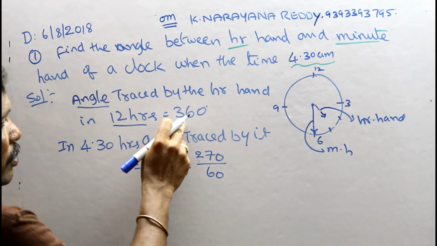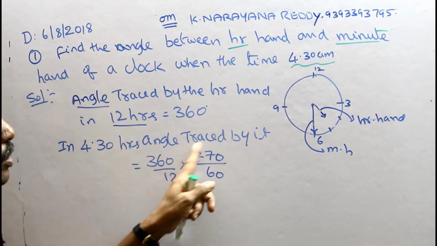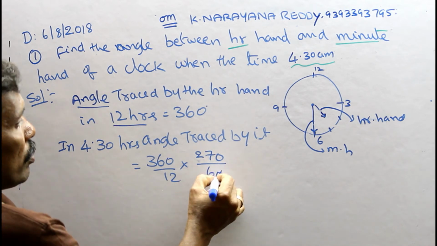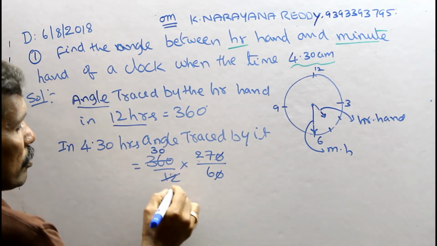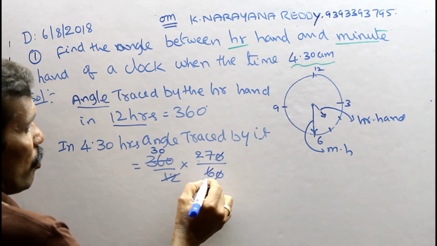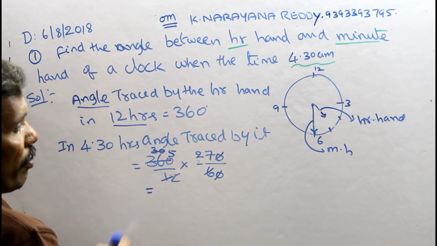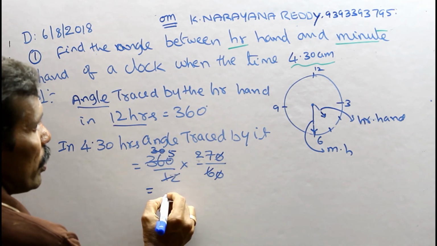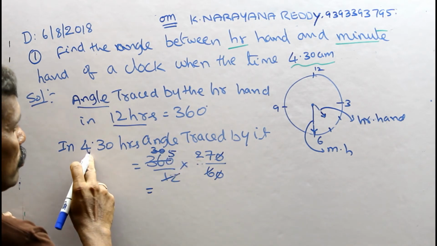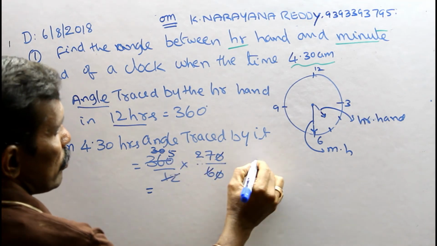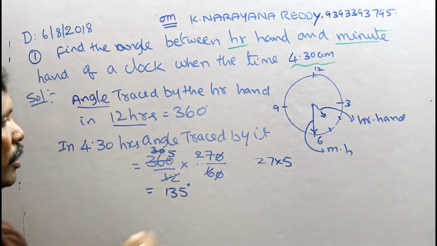360 by 12 is the angle, this one, and 4:30 means 270 by 60. Now the zeros cancel. 12, 30 and 6 is 1, 6 5. So we get 27 into 5, which means 135 degrees.